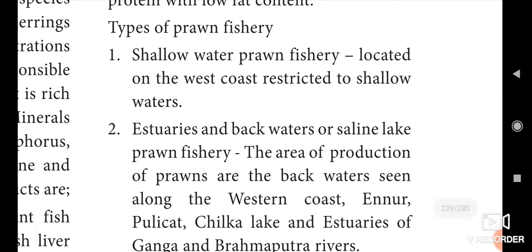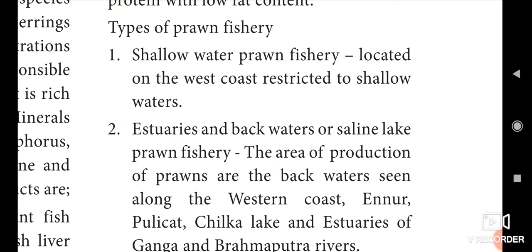Shallow water prawn fishery. It is located on the west coast, restricted to shallow waters. Then estuaries. Estuaries and backwaters are saline lake prawn fishery. What is meant by estuaries? In previous class I said estuaries means that lake and sea are joined in one place, that is called the estuaries. Okay, and backwaters are saline lake prawn fishery.